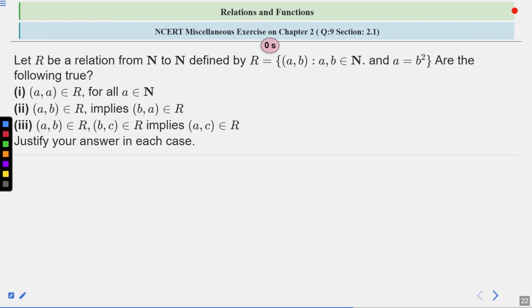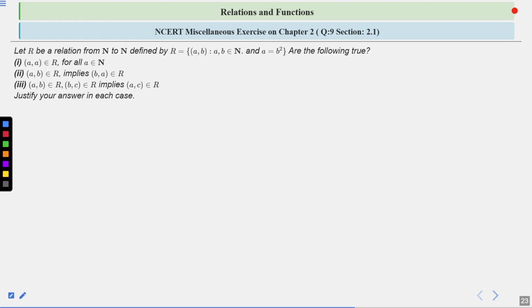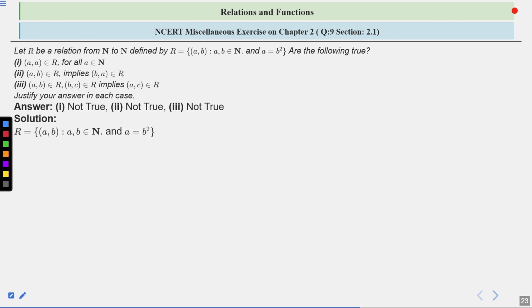The time is up. Quite simple problem, as you have to just check. All three statements provided to you are false, or not true. How? So, solution. R is described by the collection of all ordered pairs (a, b), both a and b from the set of naturals, and a is equal to b square.